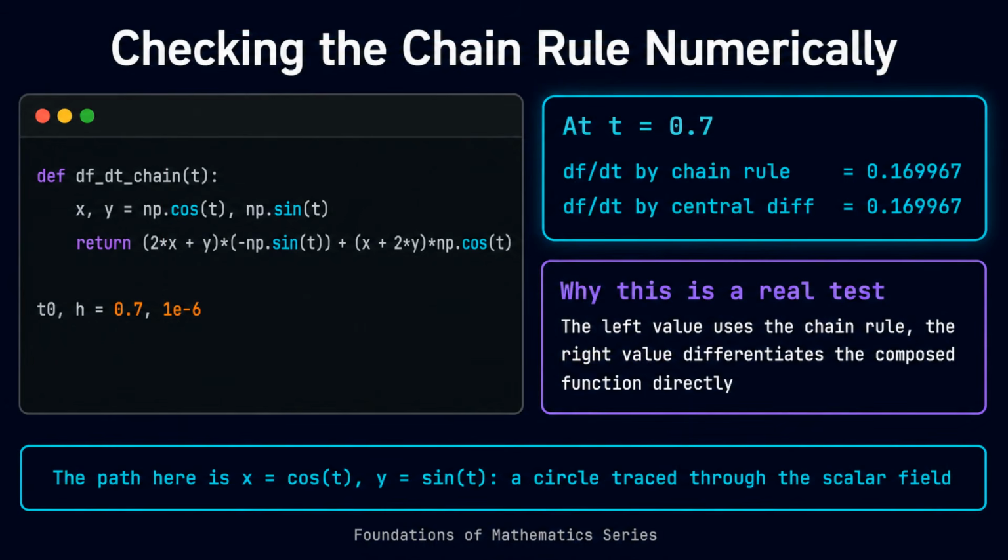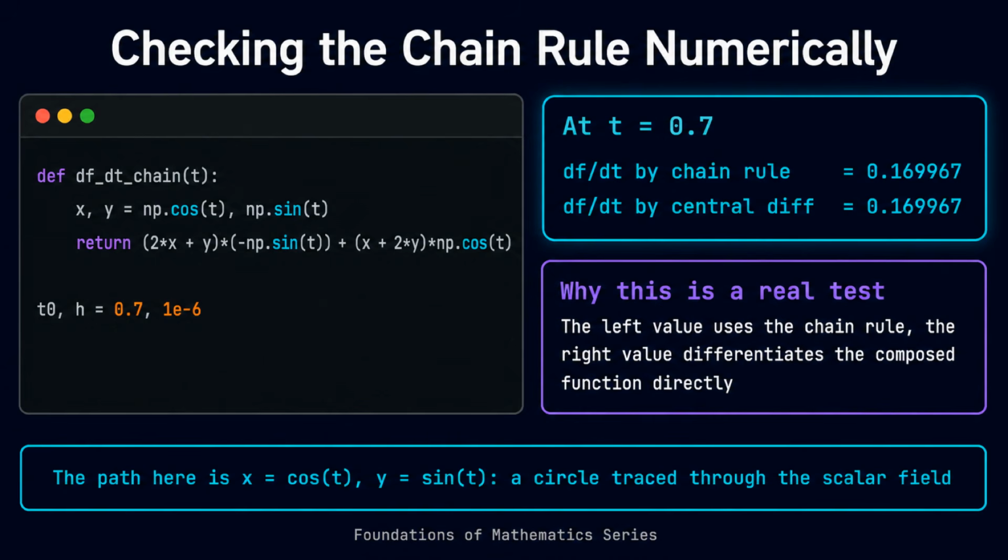Keep the same f, and let the path be the unit circle. x equals cosine of t, y equals sine of t. The chain rule route assembles the answer from pieces. (2x plus y) times minus sine of t, plus (x plus 2y) times cosine of t. The independent route ignores the chain rule entirely and takes a central difference of the composed function directly in t, with a step of 10 to the minus 6.